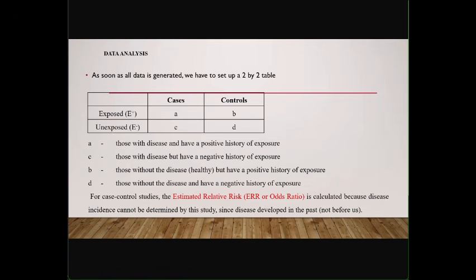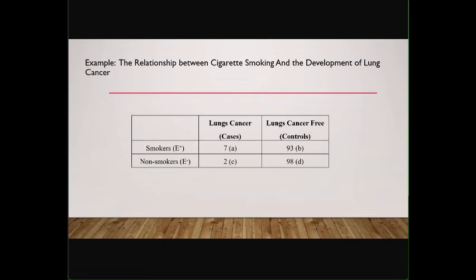year, right? So because we cannot say when the disease developed, what we can calculate is the probability of the occurrence. And that is why it's an estimated relative risk. And it's called odds ratio. So let's take a scenario. Let's replace A, B, C, D with numbers.